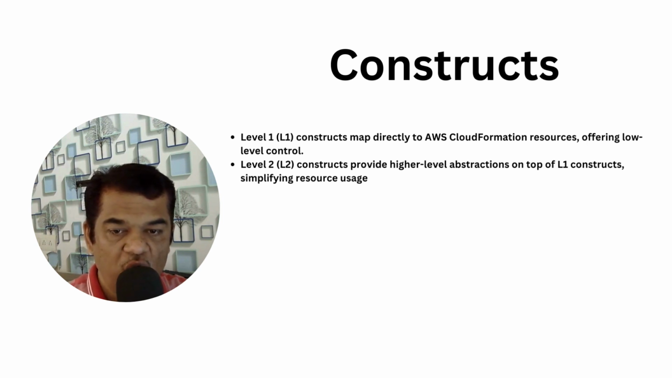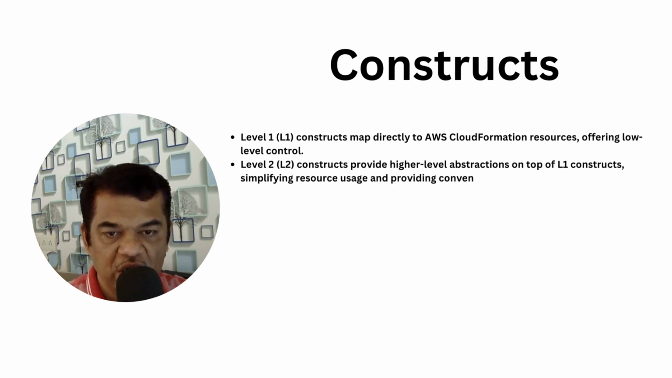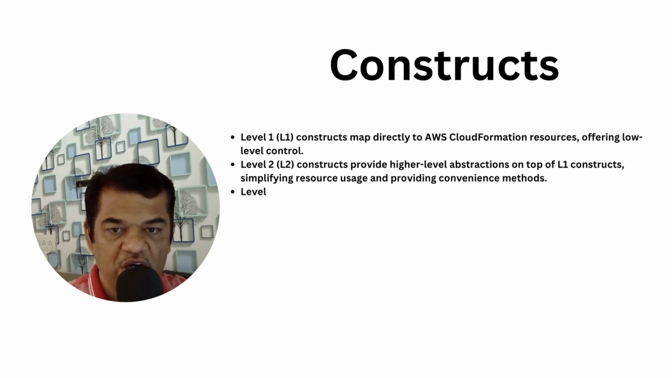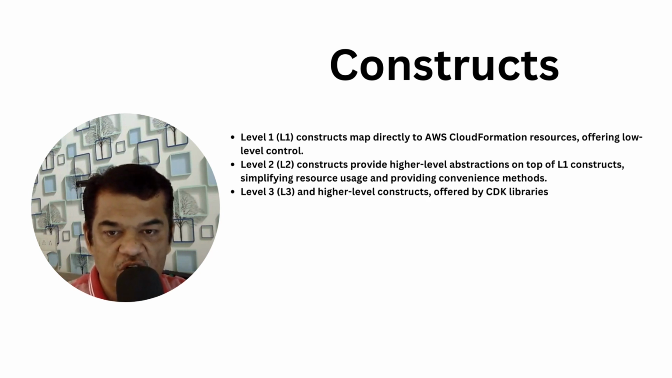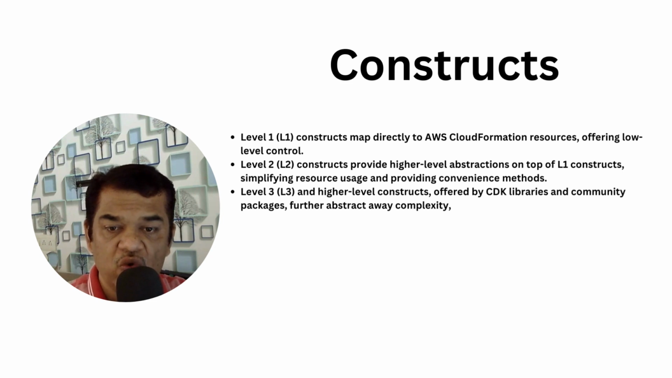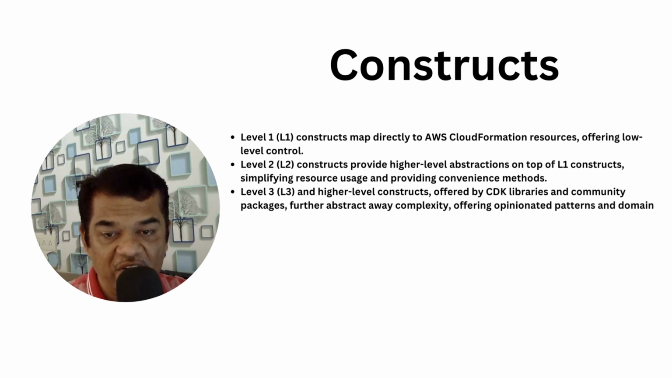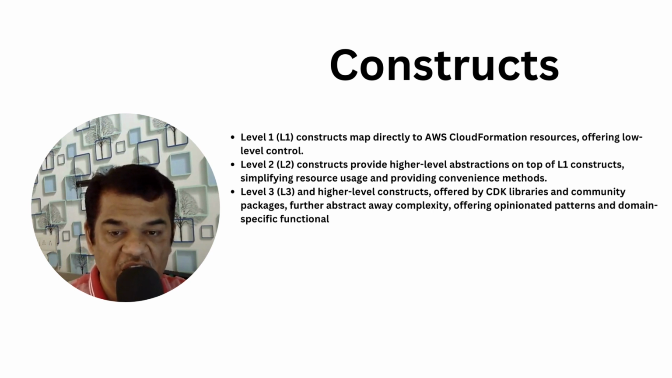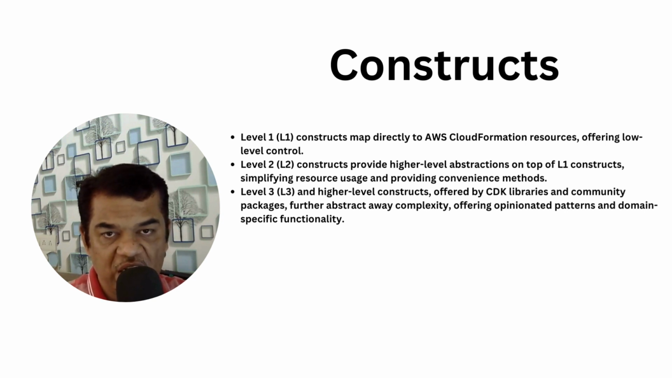What is level 2? Level 2 constructs are a higher level abstraction built on top of L1 constructs. They simplify the usage of AWS resources by providing a more expressive API and convenient methods for common operations. L2 constructs often have more sensible defaults and additional functionality compared to L1. Now, what is L3? L3 are higher level constructs often provided by CDK libraries and community-driven packages. They further abstract away the complexity of provisioning AWS.